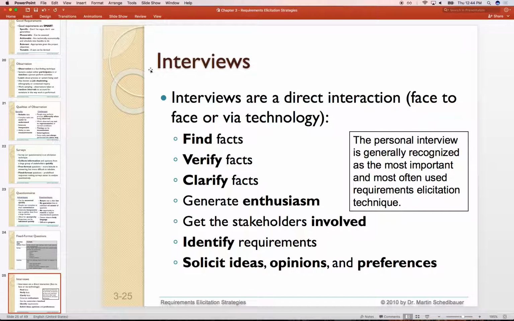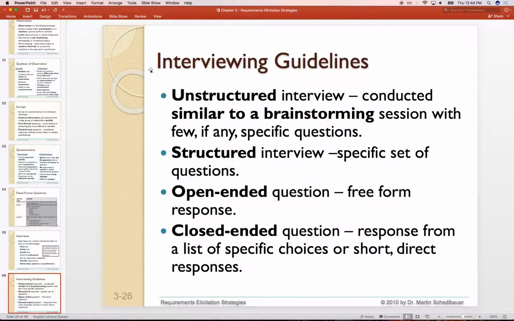Right, so it's a great way to get the stakeholders involved and excited about the whole process. Again, identify requirements and solicit opinions, things that there were no ways to capture in any specific question. They could be unstructured, right? Let's just meet over lunch or go out to dinner, and it could be a very social discussion, right? Or it could be fairly structured, where I come with a very specific set of questions that I want answered. Again, they could be open-ended or closed-ended.